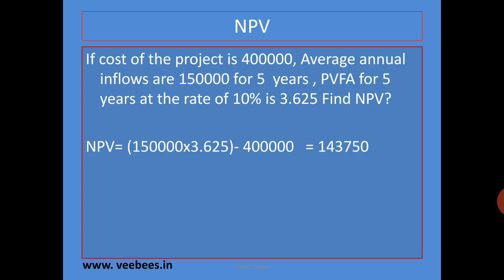You need not show each year's inflow, PVF, PV, etc. Just show the annual inflow into PVFA, that is PV of inflows, minus 4 lakhs, PV of outflows. This is how NPV is calculated if inflows are uniform.